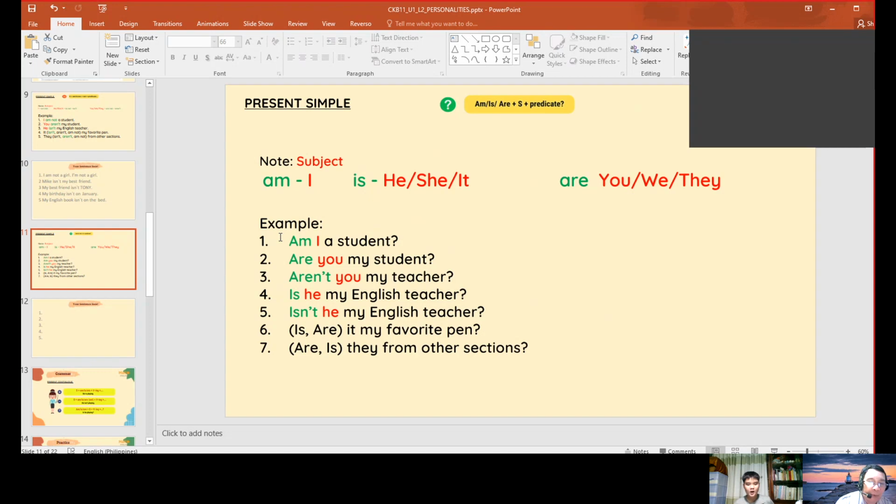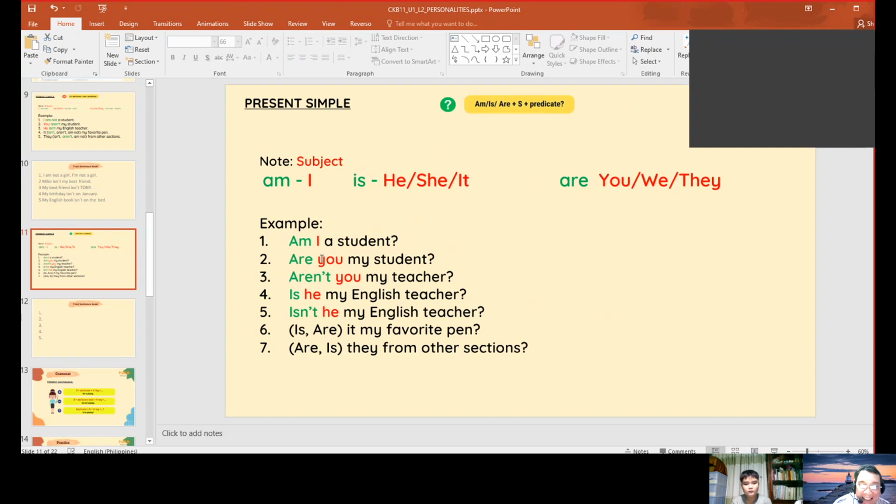Example, can you read sentence number one, Khang? Yes. Am I a student? We use a question mark because we are asking a question. This is a punctuation mark. And then look at the sentence. It started with a capital letter. So, am I a student?